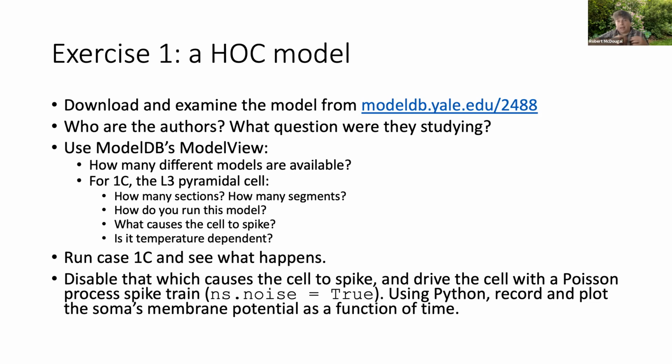See what happens. Then I'd like you to turn off that which is causing the cell to spike and add your own stimulus. So a NetStim with Poisson, that's firing according to a Poisson process, so netstim.noise equals true. Use Python to record and plot the soma's membrane potential as a function of time. So take a model, figure out what it's supposed to do, turn off its stimulus, give it your own stimulus, and plot and see what happens. You can do this without it even being written in Python. That's the power of NEURON.